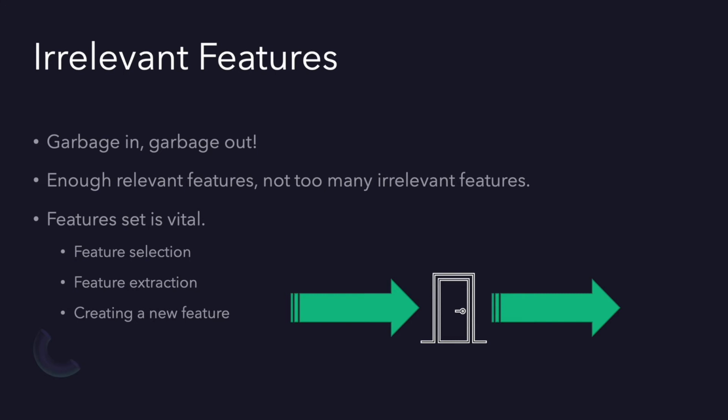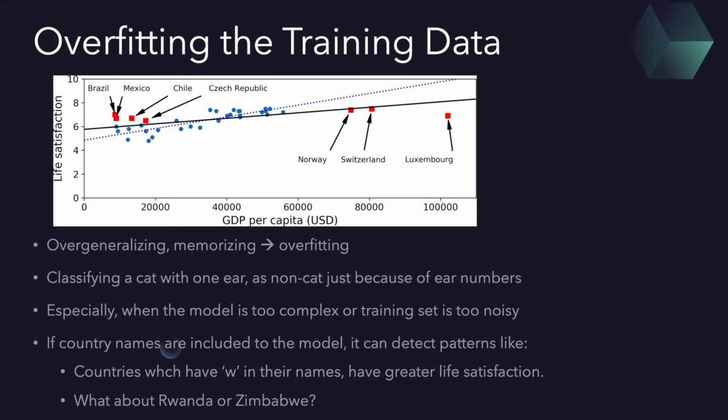One of the most popular terms in machine learning is probably overfitting, and this is another challenge in machine learning. Overfitting means that your model overgeneralizes or memorizes the training data. Think that your model memorized that cats have 2 ears, and when you give an image of a cat with 1 ear, the model classifies it as non-cat. Overfitting can be possible especially when the model is too complex or the training data set is too noisy.